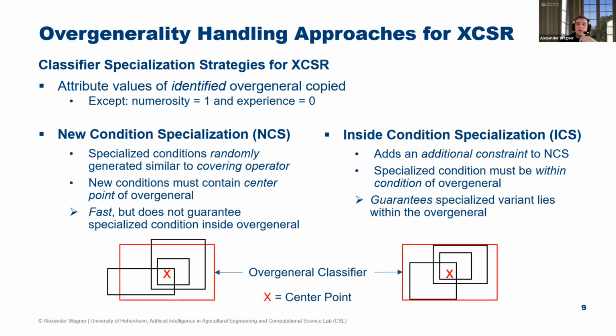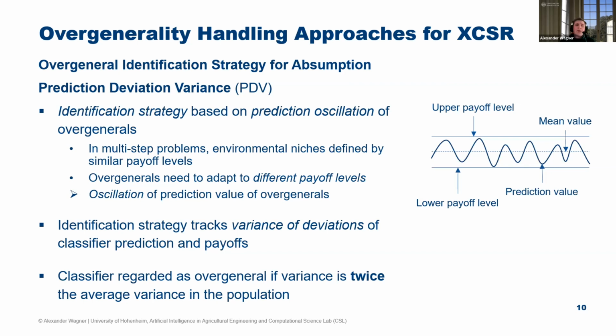Therefore, to ensure that the specialized conditions are inside the overgeneral classifier condition, we designed the inside condition specialization, the ICS, which adds an additional constraint to NCS, and therefore it extends the NCS strategy. There, the newly generated specialized conditions must also be within the overgeneral classifier, as shown here in the visualization. So it's also randomly generated, the spreads are smaller, but additionally the specialized conditions have to be within the original overgeneral. Also, as I said before, Absumption is not applicable in multi-step environments.